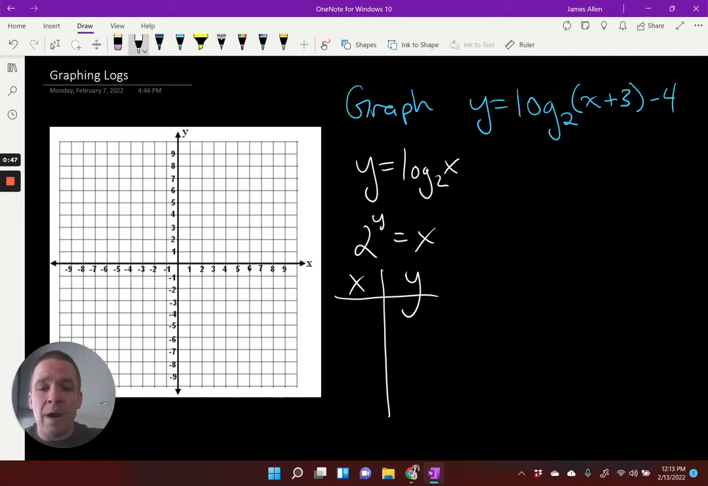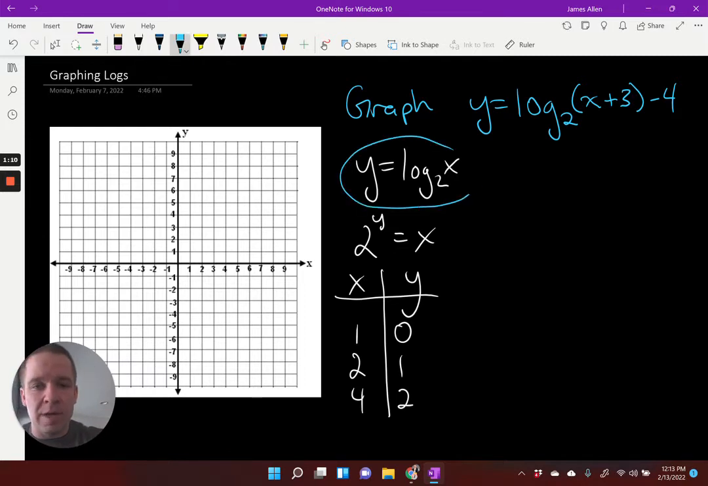2 to the 0 power, easy number. So I'd put 0 in for my y, and then when I evaluate that, 2 to the 0 would be 1. And how about 1 for y? So 2 to the first power, that would be 2. And 2 to the second power, that would be 4. So these x, y coordinates are now my parent function for this log. And I'm going to graph that in a light blue, and then we're going to do some transformations off of that.